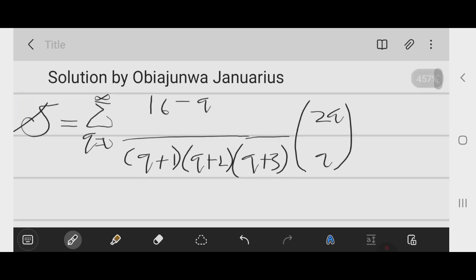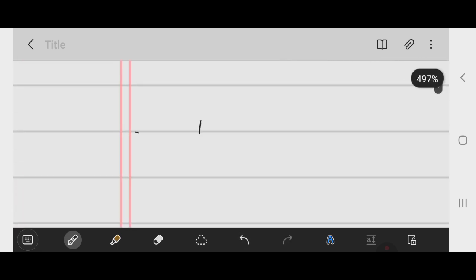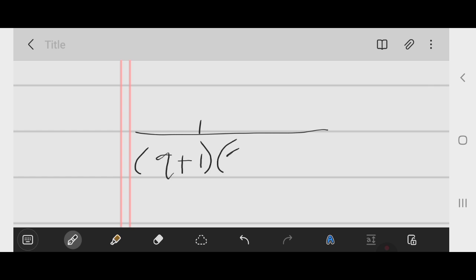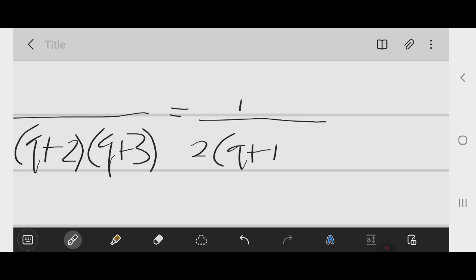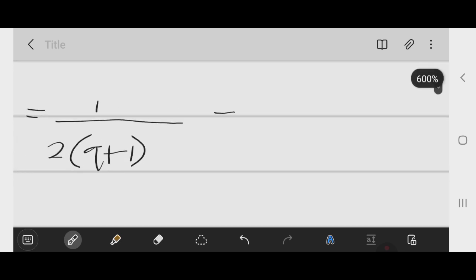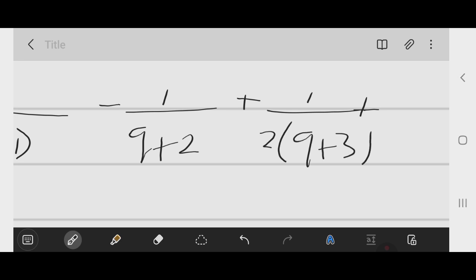So the first thing I'll do here is to decompose this into partial fraction. So by decomposing it into partial fraction, I have 1 over Q plus 1 multiplying Q plus 2 multiplying Q plus 3 is equivalent to 1 over 2 multiplying Q plus 1 minus 1 over Q plus 2 plus 1 over 2 multiplying Q plus 3.